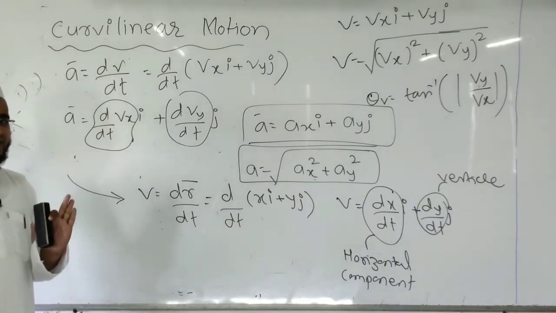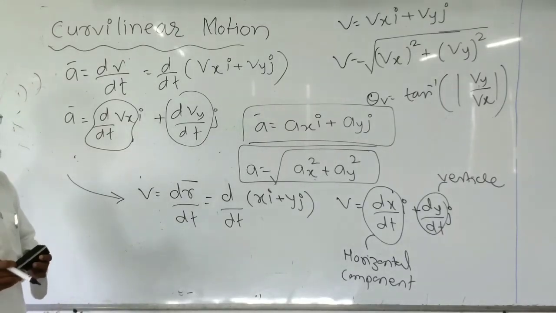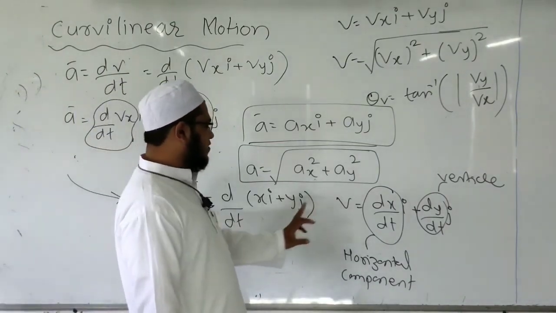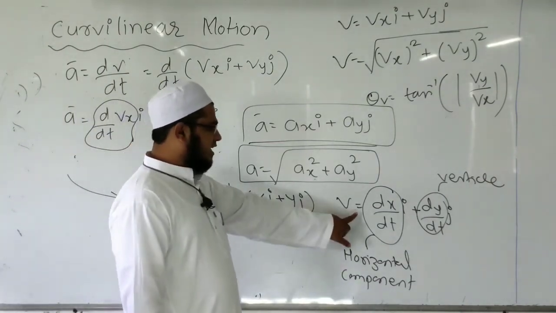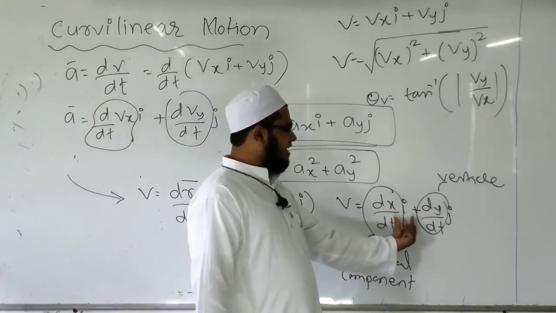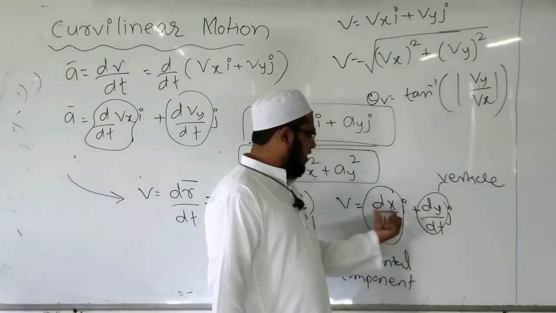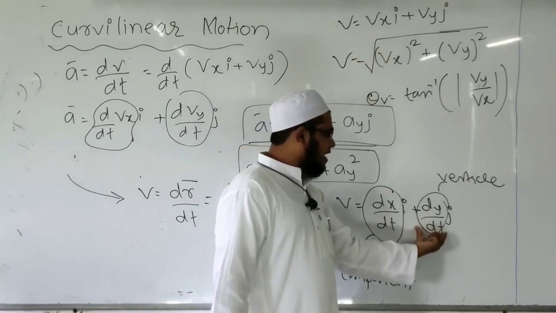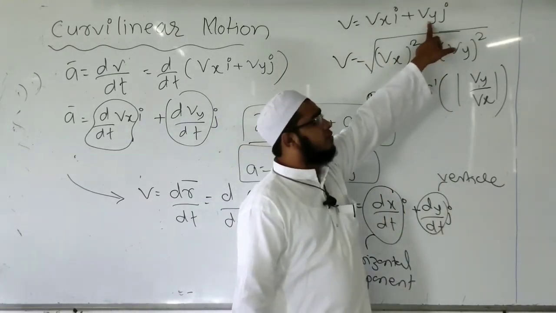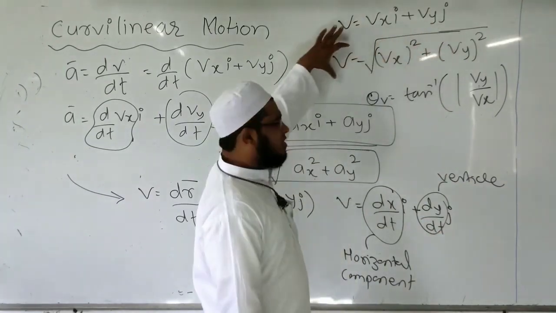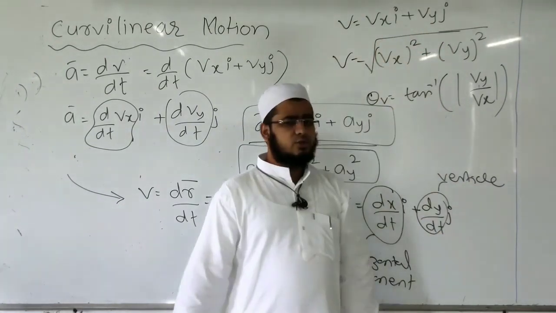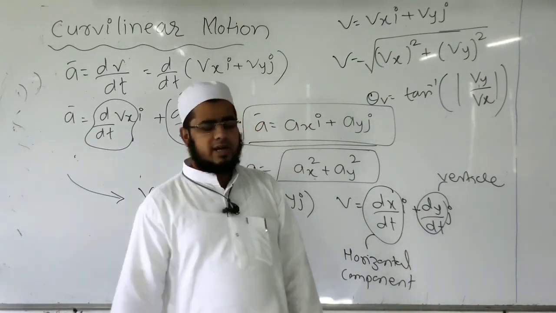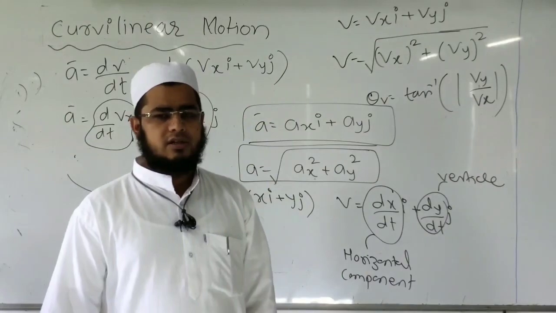So, in brief, in the rectangular coordinate system, velocity v is given by v equal to dx by dt i plus dy by dt j, where dx by dt is the horizontal component of velocity and dy by dt is the vertical component of the velocity. If magnitude is required, v equals the root of vx square plus vy square. If direction is required, theta v is equal to tan inverse vy by vx, it must be mod.